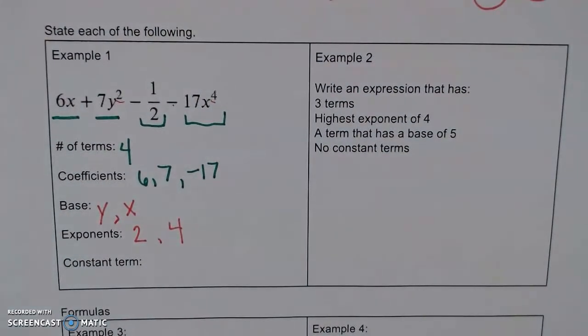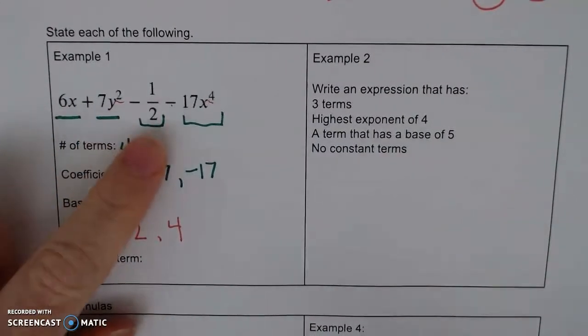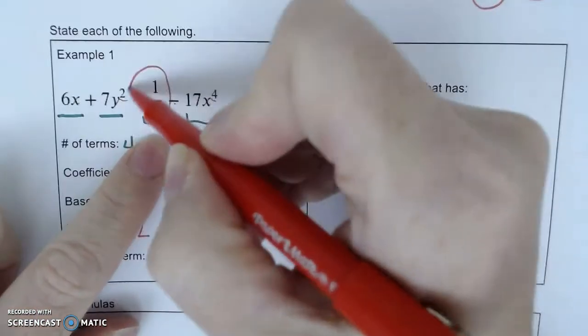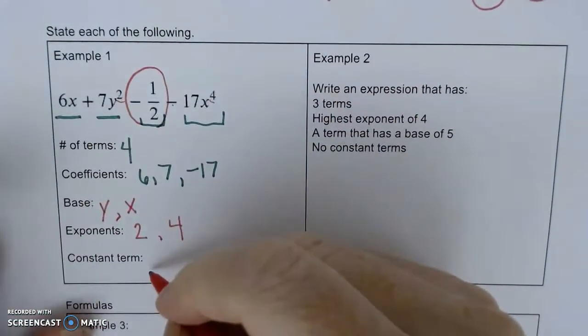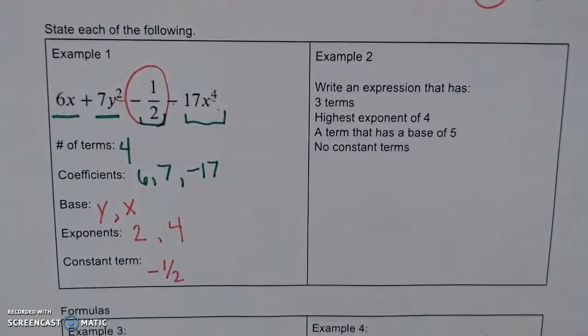And then constants don't have any letters, so I can't have 6x, I can't have the 7y squared, but this one was just a number, and you always want to take the sign in front. And then our last term had a letter with it.